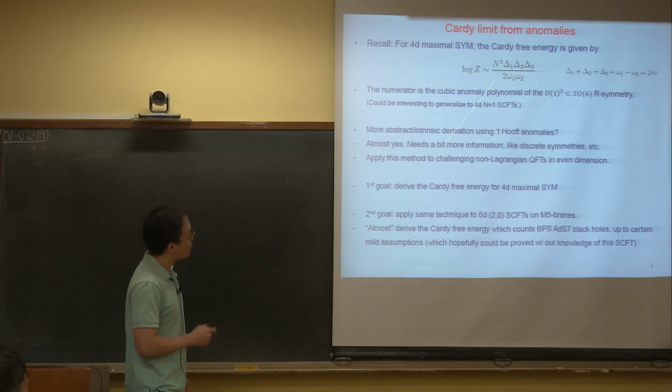It will turn out that knowing the anomaly almost derives a Cardy free energy, which accounts for the thermodynamic properties of large supersymmetric black holes in AdS7 times S4, but with a certain assumption which I think is mild, and which I think can be proven in the near future, but you'll see.